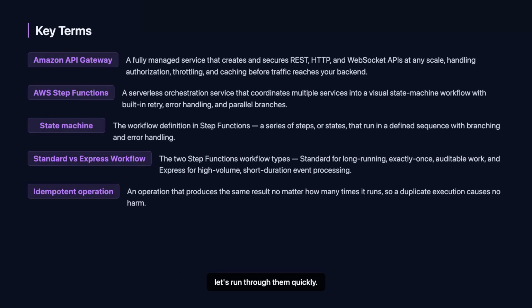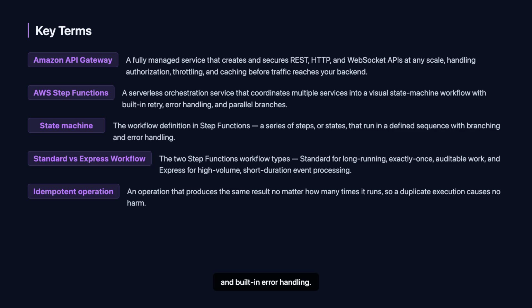Let's run through them quickly. Amazon API Gateway is the managed front door for your APIs, handling authorization, throttling, and caching before a single request reaches your backend code. Amazon Web Services Step Functions is the orchestration layer that ties multiple services into one reliable visual workflow. That workflow definition has a name: a state machine, a sequence of named steps with branching logic and built-in error handling.